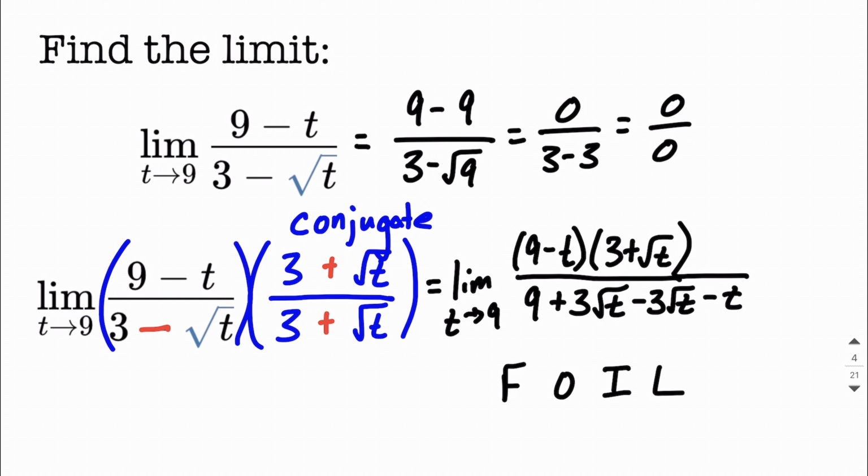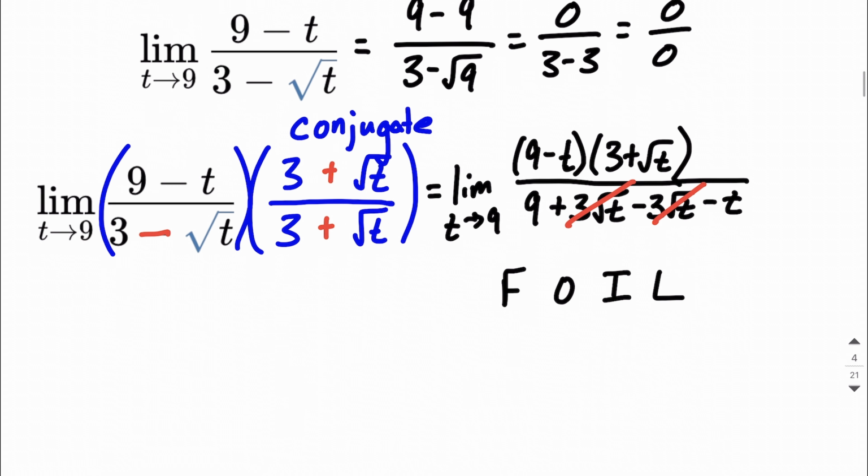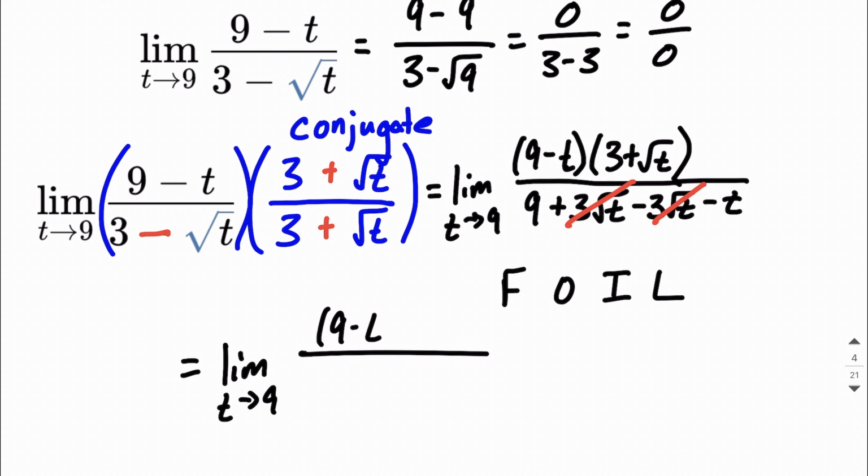As we simplify our denominator, you should notice that we're both adding a 3 square root of t and subtracting a 3 square root of t. So in our case, those are going to eliminate each other. And we're going to be able to continue by saying, well, we have the limit as t approaches 9. What remains in our numerator is that 9 minus t and 3 plus the square root of t. But what remains in our denominator is simply 9 minus t.